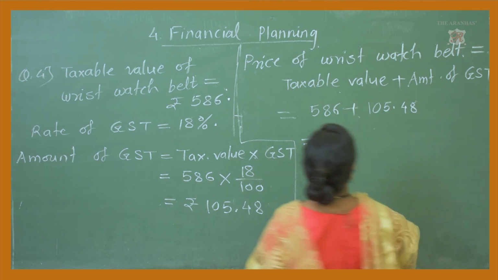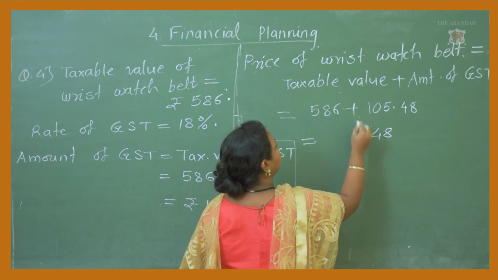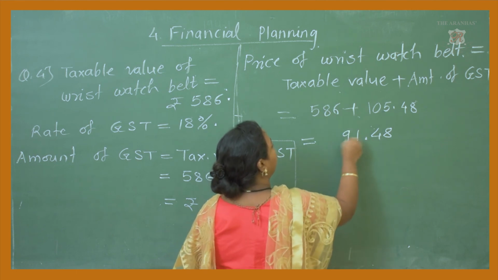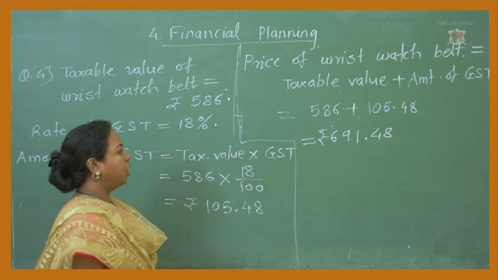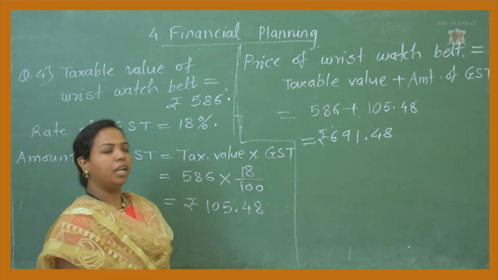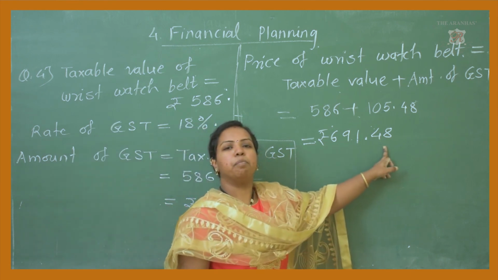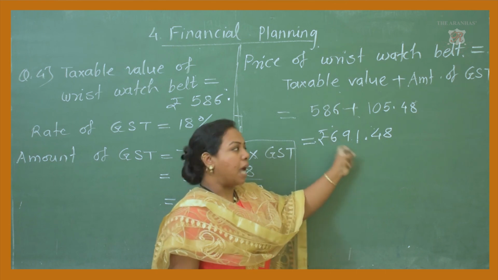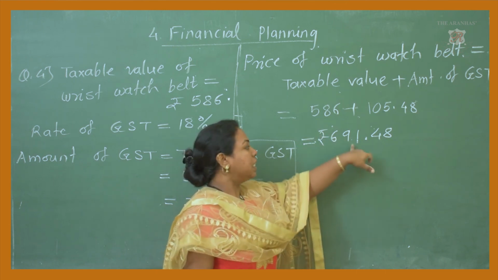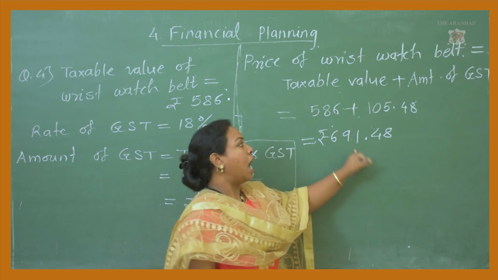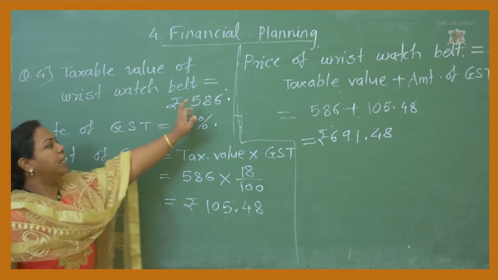This total is 691.48. That means 691 rupees and 48 paise. This is the price of the wristwatch belt for a customer. This value is with GST, and without GST, this is our taxable value, 586.